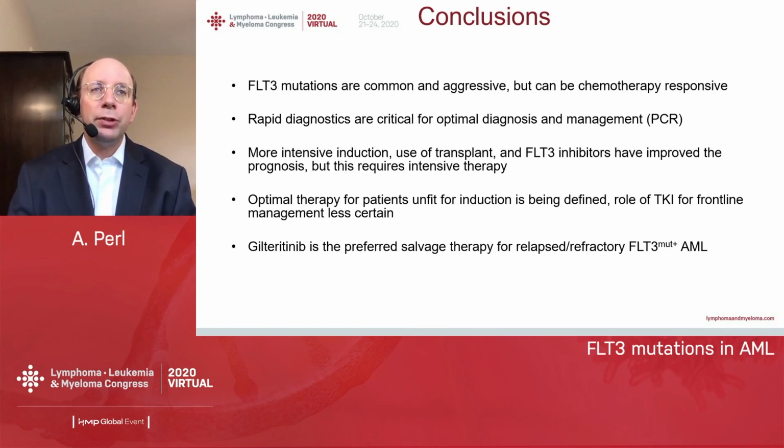So in conclusion, FLT3 mutations are common and aggressive, but can be chemotherapy responsive and now are associated with better survivals and better cure rates. Rapid diagnostics are key for appropriate use of midostaurin and other FLT3 inhibitors front line, and more intensive induction, use of transplant, and FLT3 inhibitors all improve prognosis, but at present require still very intensive therapy. We're trying to see whether low intensity therapy with adding FLT3 inhibitors will lead to better outcomes with less toxicity, but that's still very early in its development. And again, gilteritinib at present is an evidence-based recommendation for treatment of relapsed and refractory FLT3 mutated AML.